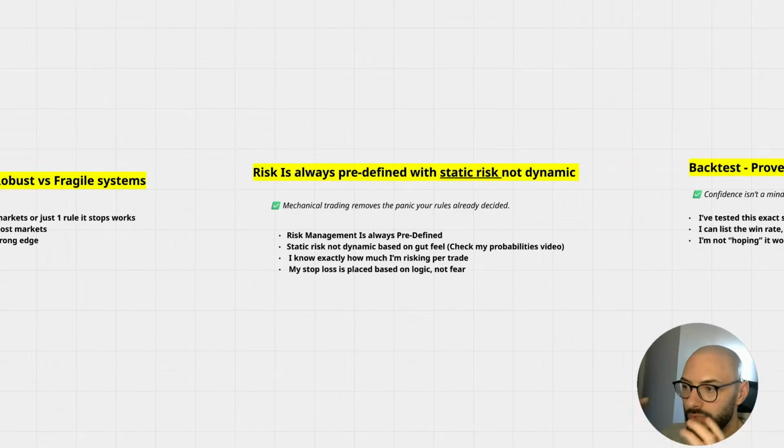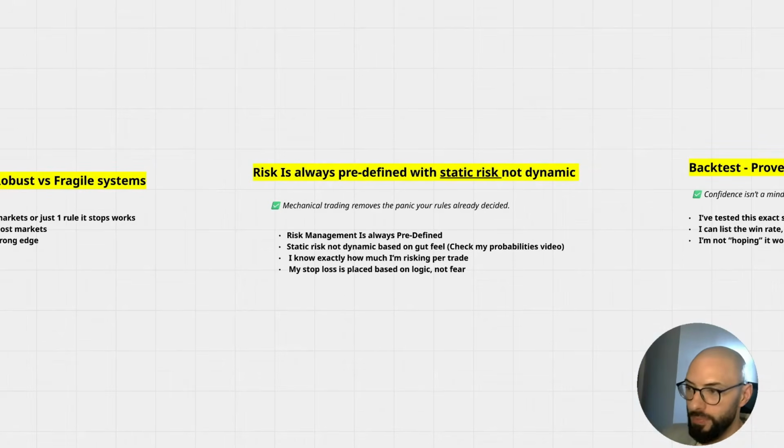Give that a watch. Now, what's important with a mechanical system is we use static risk, but we also make sure we avoid the risk of ruin. So this is where, once we've tested it, we can work out how well it does with certain risk to rewards, and then optimize the risk percent to fit that so you don't blow up, basically.